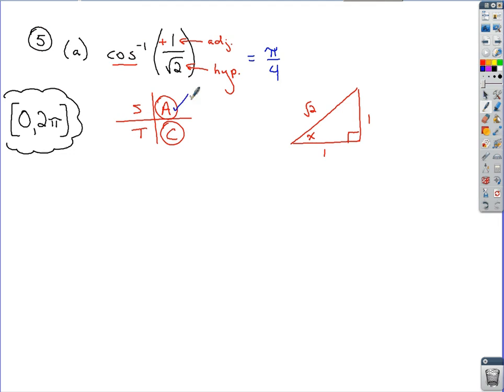Pi over 4 would be a value in that first quadrant, so I've got the first quadrant taken care of. As far as the fourth quadrant is concerned, well, I need a pi over 4 value that comes from the fourth quadrant. To find that value, I would need to be familiar with the unit circle. And if I am, 7 pi over 4 would be the value that I go with for that fourth quadrant. So pi over 4 and 7 pi over 4, that would be all the possible answers that could work here for the inverse cosine.